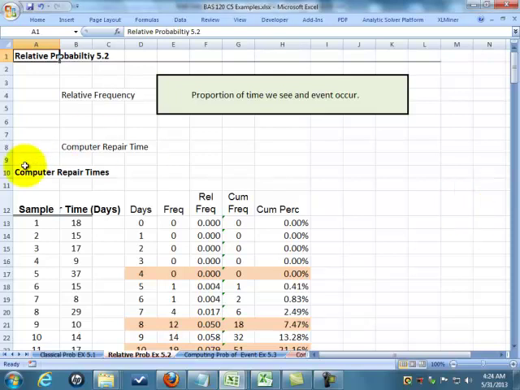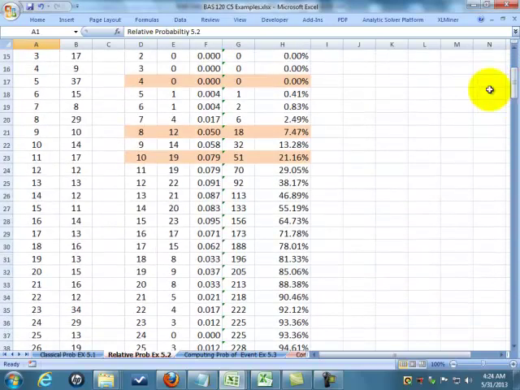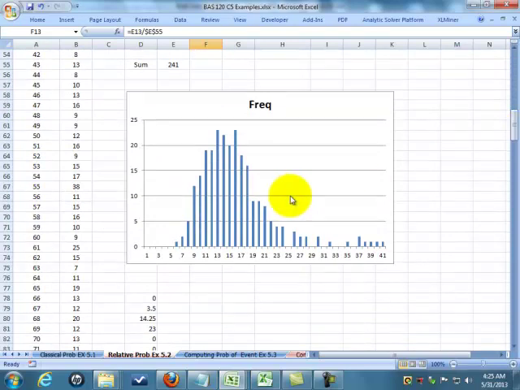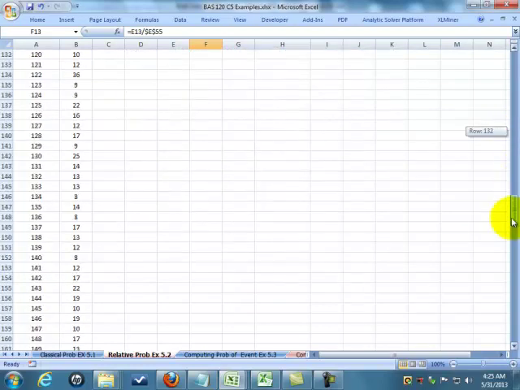For example, computer repair times. We took a sample of all the computer repair times in days, how long it took us. Now, we took this data and we made a relative frequency distribution table, which, just as a reminder, we did the relative frequency here and the cumulative frequency here, and then just put a cumulative percentage here. You've got the Excel spreadsheet, so you can go through every single cell to see all the calculations. And then we just did a histogram over here by doing our bins and then plotting those different bins.